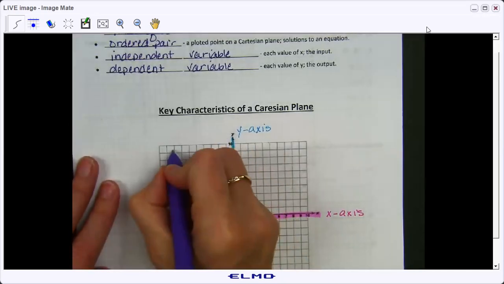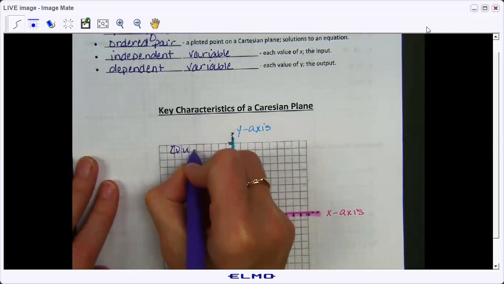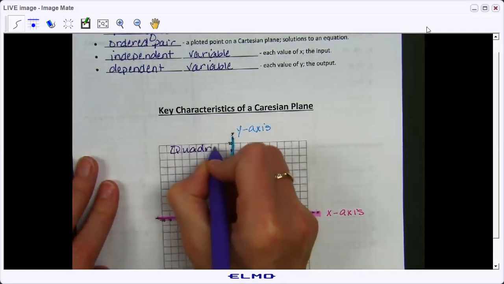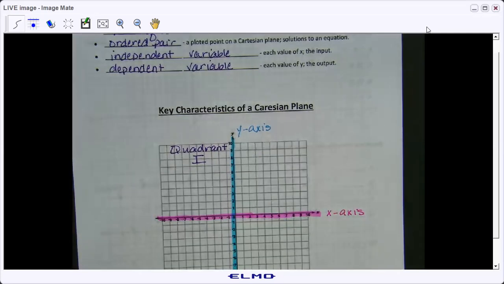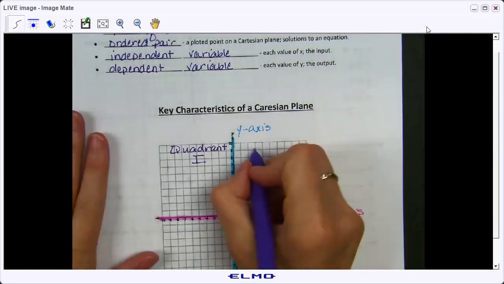This is quadrant 1. And you use Roman numerals. And then you have quadrant 2.